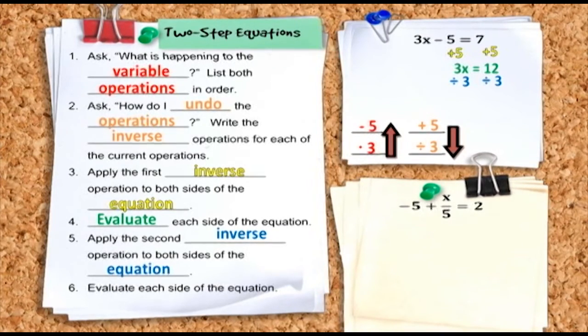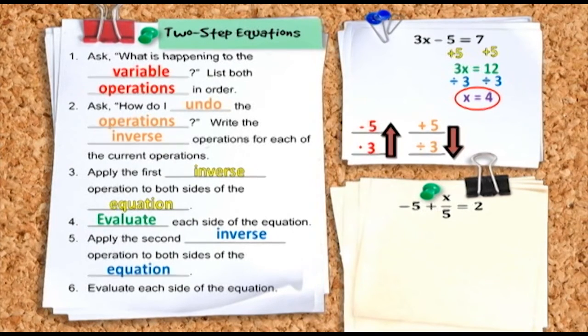If I divide 12 divided by 3, I end up with 4. X equals 4. Always circle your answer. Your work is important, but make it easy for your grader to find your answer. Let's apply these steps again to another problem.